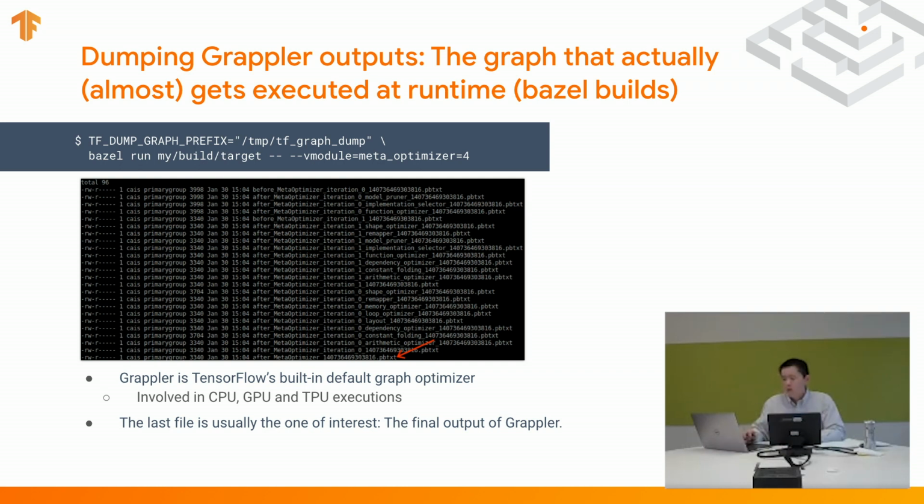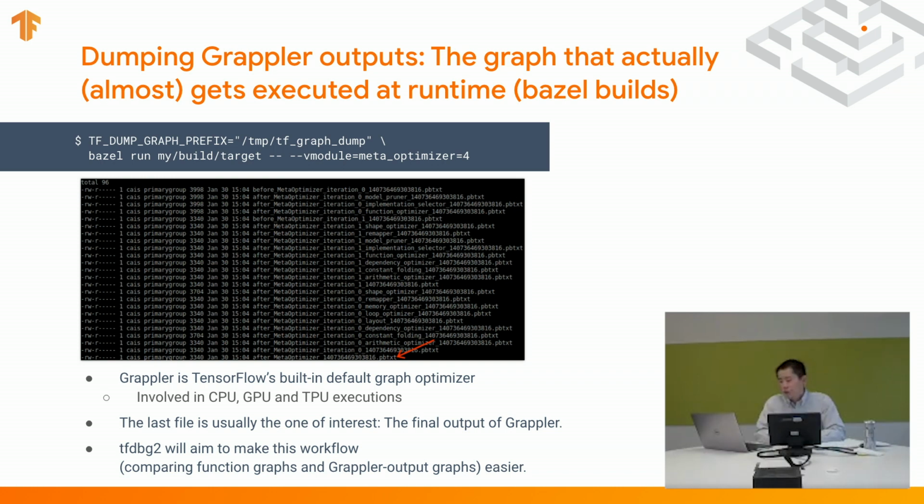Those are the outputs from each pass of Grappler. Grappler performs graph optimization in steps, kind of like a compiler. So the final output, which is usually called something like after meta optimizer, is usually the graph of interest. It will tell you the structure of the graph that gets executed at runtime.